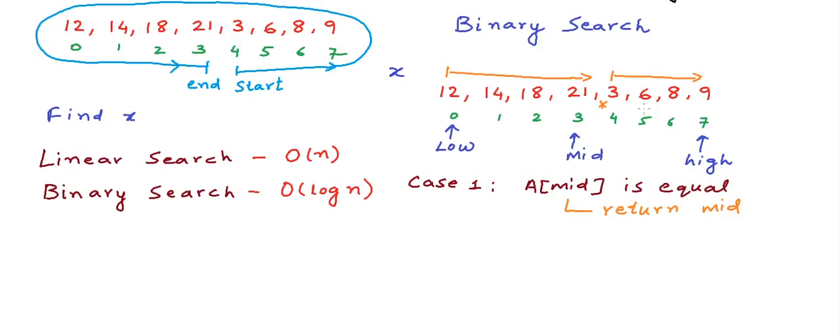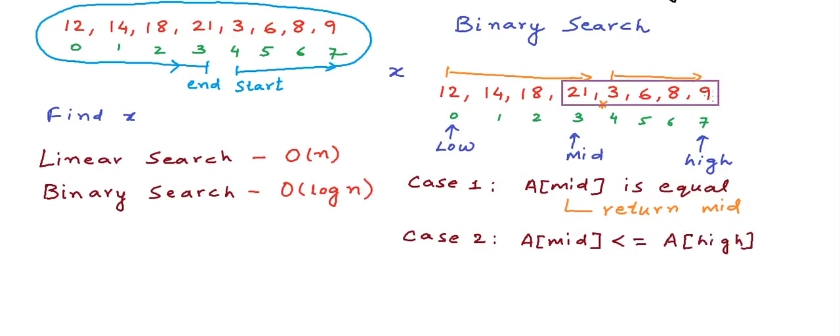So at least one of these halves will always be sorted. We will make use of this property and we will discard half of the search space at each iteration of the binary search. So our case 2 will be if a mid is less than or equal to a high.